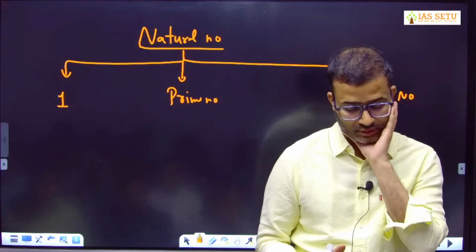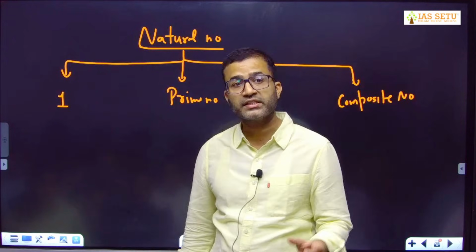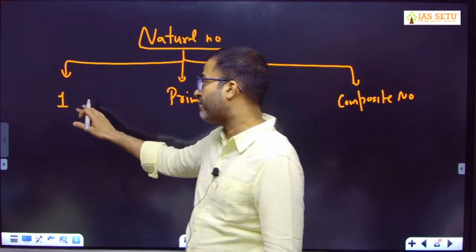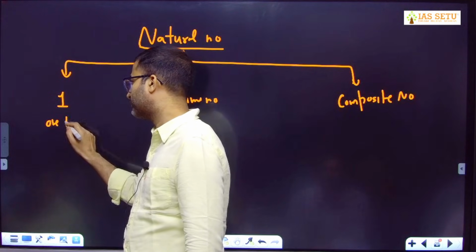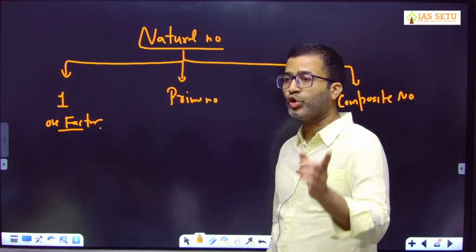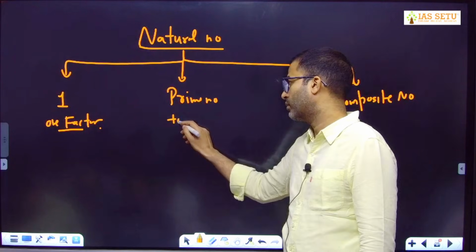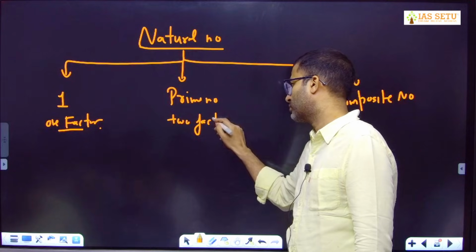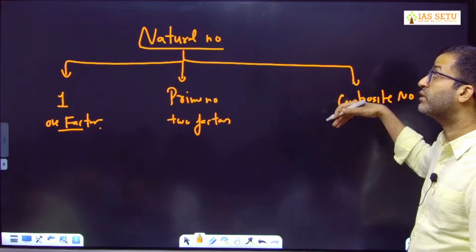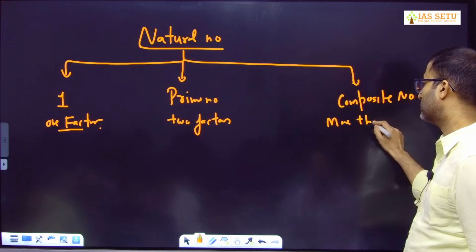Same for it. See here, the reason behind this categorization is the number of factors. One has only one factor, that is one only. Prime numbers are those natural numbers which have exactly two factors. Composite numbers are those natural numbers which have more than two factors.